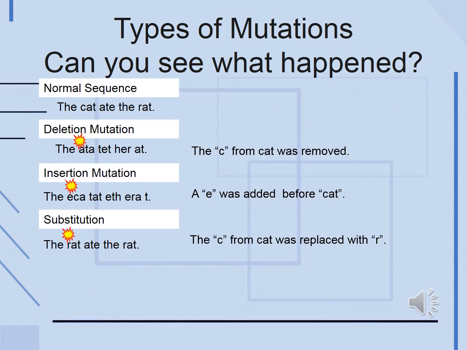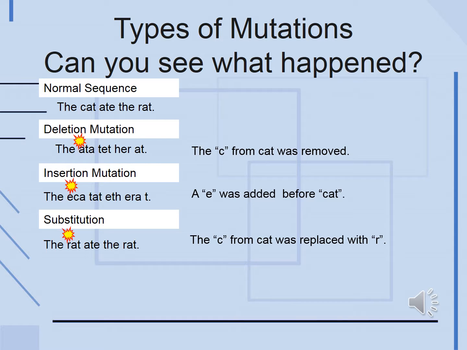So here you've got a normal sequence. Let's go over this just to clarify what we just went over, using language, because I think it helps people better understand what this does. Sometimes looking at the sequence of DNA doesn't tell you much. It's just A, T, C, G, G, G, A. It doesn't mean much, but maybe in English it does. So let's say the normal DNA would be: the cat ate the rat.